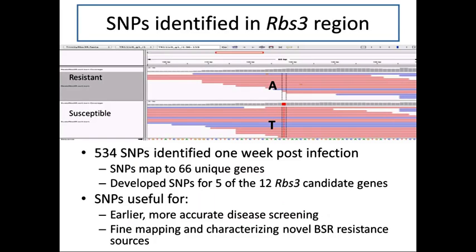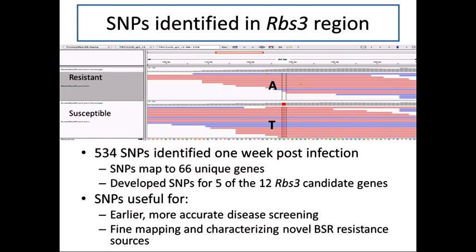Using this RNA-Seq data as well, we were able to answer our second objective, which is to identify SNPs at this RBS3 region. Looking at the differences in the genotype data in the RBS3 region, which extended up to include the area until the Rinkner star, there are 534 SNPs. And these SNPs map to 66 unique genes. Out of the 12 candidate genes I identified, I have SNPs for 5 of those.